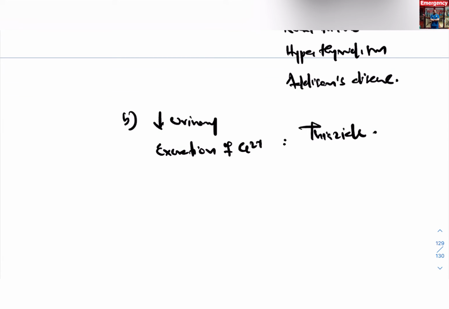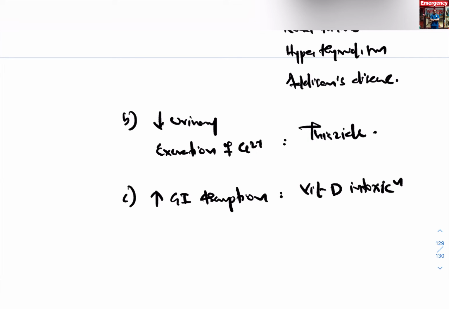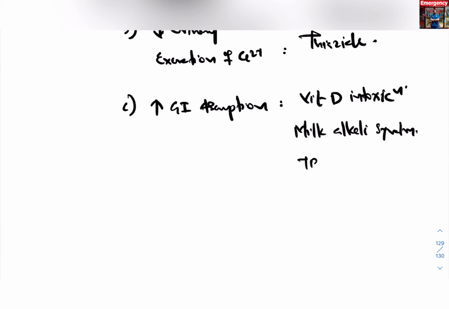And the third one is increased GI absorption of calcium, and it is seen in vitamin D intoxication, milk alkali syndrome, and in granulomatous diseases like tuberculosis, sarcoidosis, and also histoplasmosis. So these are the causes for hypercalcemia.